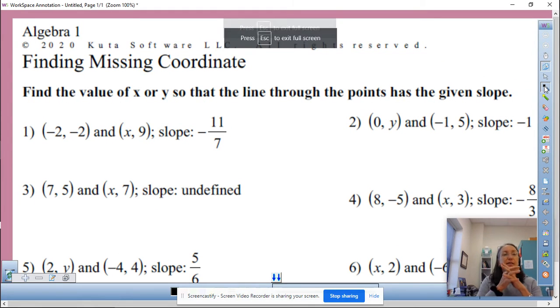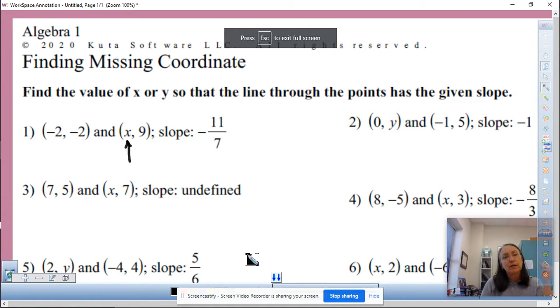All right, the lesson is about finding a missing coordinate. So we may be given 2 points and a slope, but one of the coordinates is incomplete. For instance, they will tell us that we have this point A and point B, and they'll tell us the slope, but notice that one of the coordinates of the second point is missing, and we have to discover what that is.